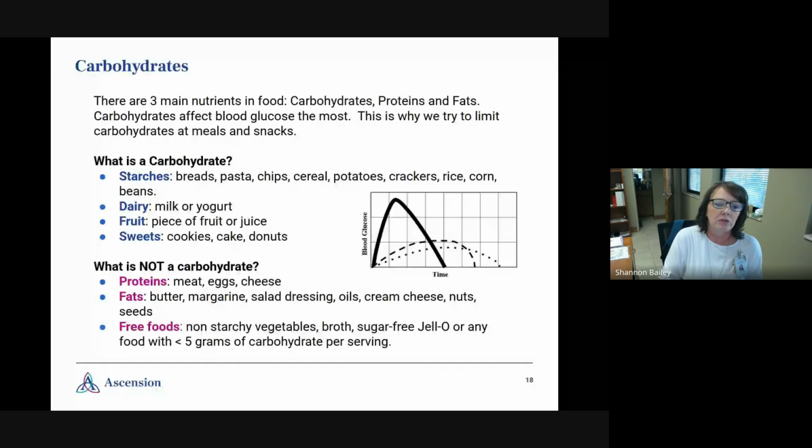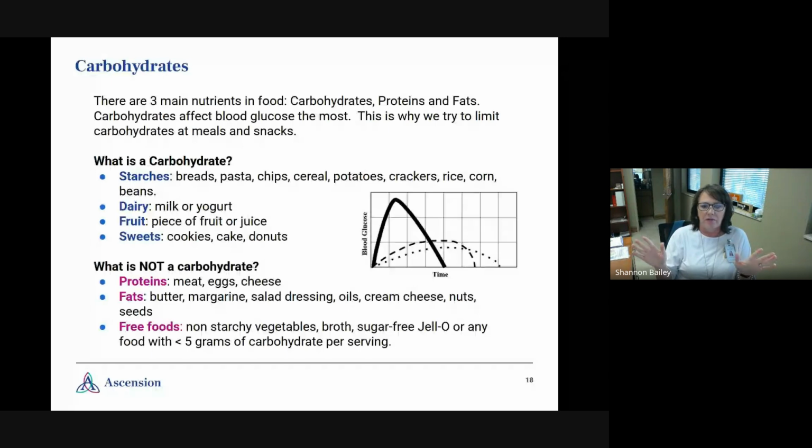So what is not a carbohydrate? Anything in the protein or fat group is not going to be counted as a carbohydrate. So that would be things like meat, eggs, cheese. In terms of fats, like oils, salad dressing, cream cheese, nuts and seeds are actually fats. And then any free foods, things that have less than 5 grams of carbohydrate per serving, would be free.